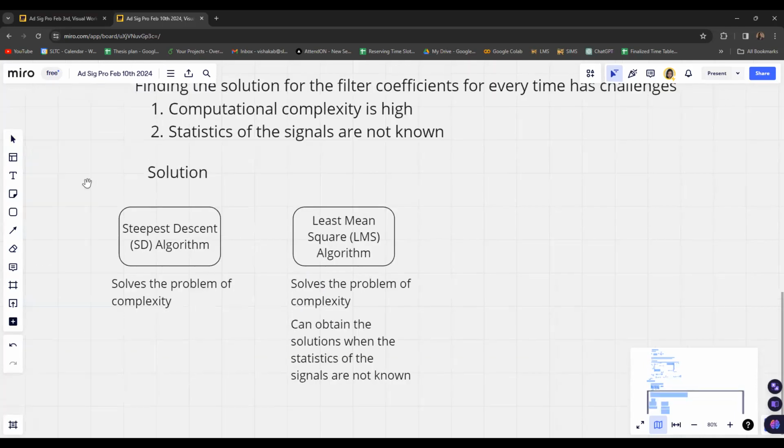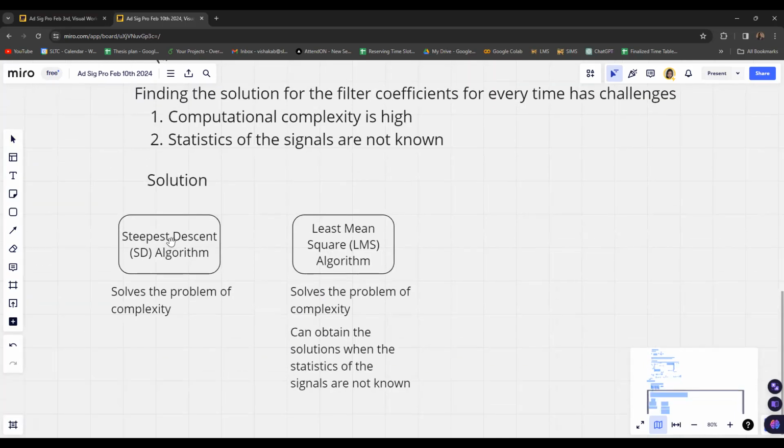So it has many advantages. It has better performance and better advantages than the steepest descent algorithm. In cases where we don't know the statistics of the signals, we can use the least mean squares algorithm. However, if we know the statistics of the signals, we can use the steepest descent algorithm for doing the calculations with less complexity.